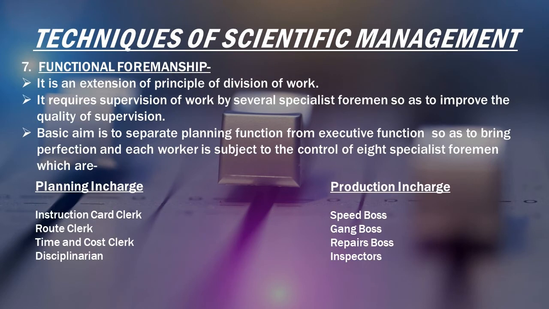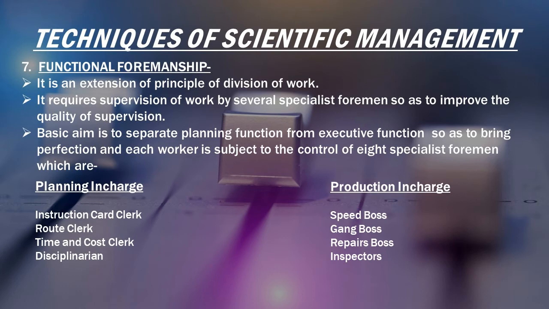Next is functional foremanship. Now, functional foremanship is an extension of the principle of division of work. It is a form of organization which involves supervision of a worker by several specialist foremen. Or we can say that each worker will have to take orders from 8 foremen in the process of production.